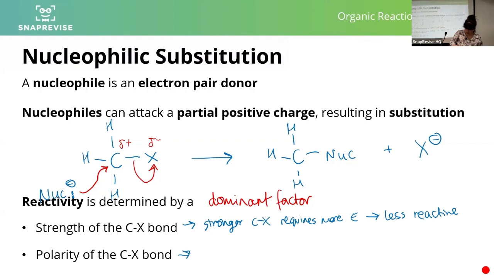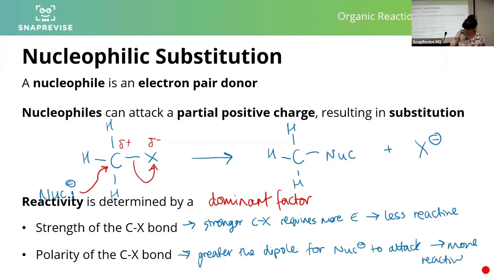And polarity of the carbon-halogen bond. The greater the dipole, so the bigger the electronegativity difference, and therefore the greater the dipole for the nucleophile to attack, the more reactive it's going to be. So we have got two conflicting factors.